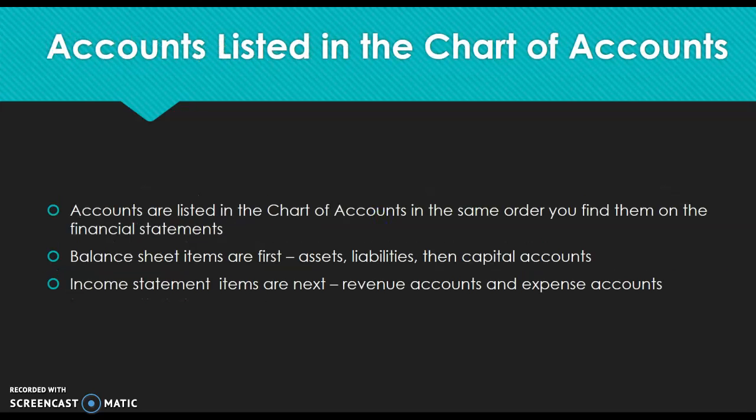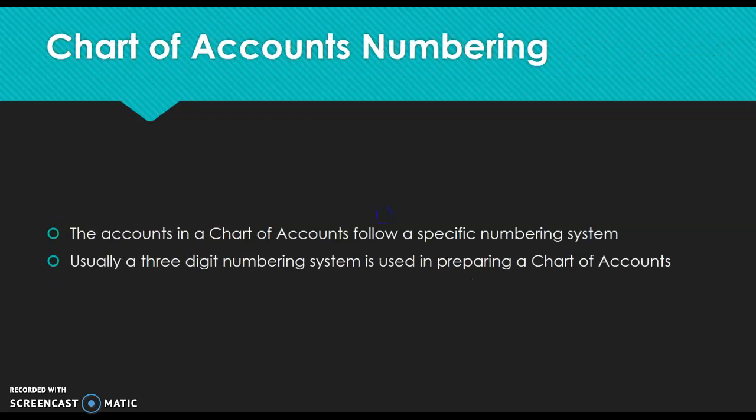Okay, so accounts are listed in the chart of accounts in the same order you find them on the financial statements. Balance sheet items are listed first. You list assets, liabilities, and then your capital accounts, and then income statement items are next, revenue accounts, and then expense accounts, and they are numbered in a certain way. The accounts in a chart of accounts follow a specific numbering system. Usually it's a 3-digit numbering system when you prepare a chart of accounts.